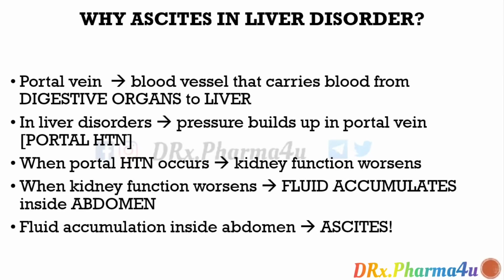So when kidney function worsens, the fluid accumulates inside the abdomen, and the fluid accumulation inside the abdomen is known as ascites. You can understand it this way: when you have a liver disorder, the portal vein gets damaged and portal hypertension happens. When portal hypertension happens, there is increased pressure on the kidney, so damage happens to the kidney. When the kidney gets damaged, fluid accumulation occurs because the kidneys are not able to eliminate excess fluid from the body. That gets collected inside the abdomen, which results in the formation of ascites.